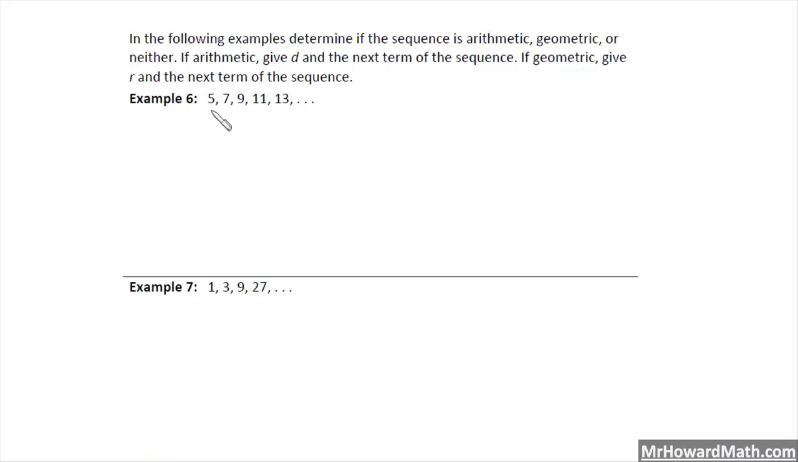All right, so we have 5, 7, 9, 11, 13, so we're looking for a pattern. It's increasing by 2 each time. That means it's arithmetic. We're adding each time, and it continues throughout the full pattern they gave us. The next term would be the sixth term, a sub 6, and that would be 2 more than 13, so 15. The common difference, since we're increasing by 2 each time, would be 2.